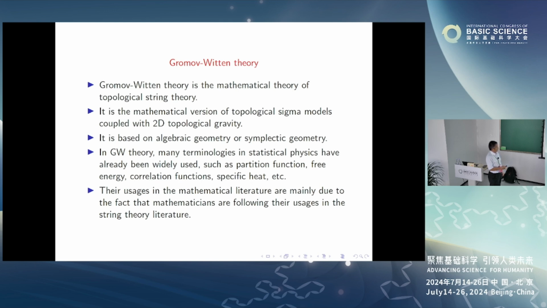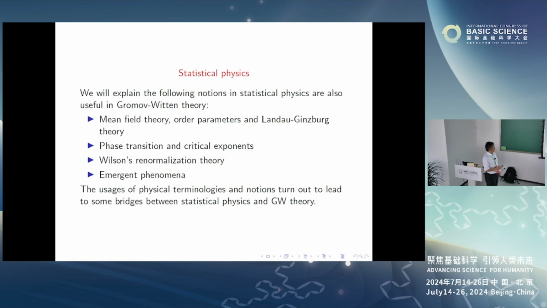In Gromov-Witten theory, in the mathematical literature, many terminologies of statistical physics have already been widely used, such as partition functions, free energy, correlation functions, specific heat, etc. Their usage in the mathematical literature is mainly due to the fact that mathematicians are following their usage in the string theory literature. So for many of us, we actually don't know what they really mean. Why do we call them partition functions or free energy? I think most of us are in this situation.